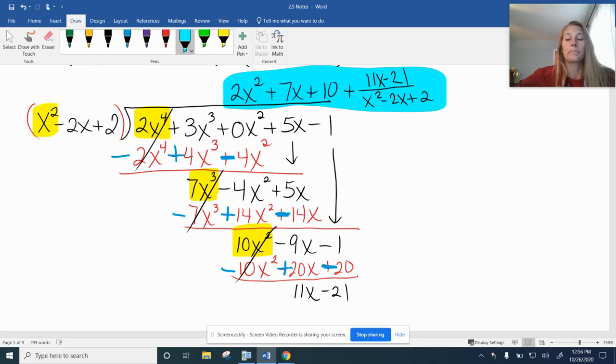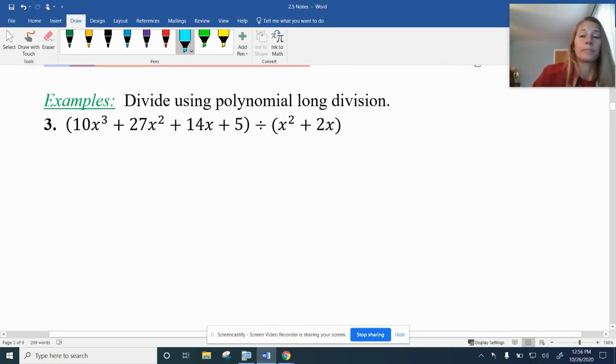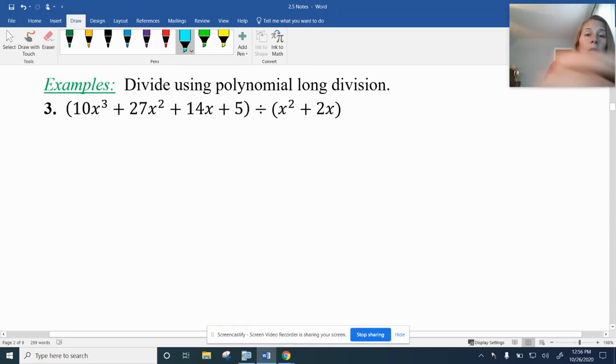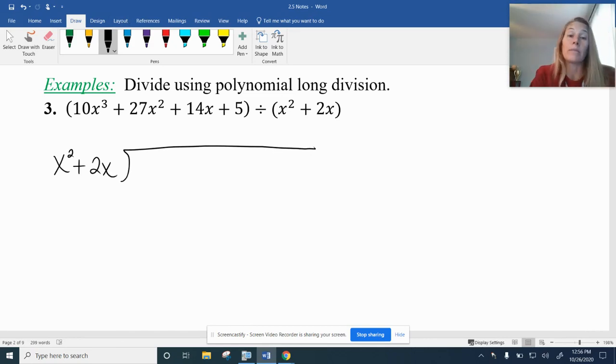All right. So moving on to number 3. All right, so again, I have a quadratic divisor. It is only a binomial this time, and the constant is not there, which means it would be 0. Now, if you have a constant that's missing, you really don't need to put a placeholder in since it's at the end. So I'm just not going to worry about that.